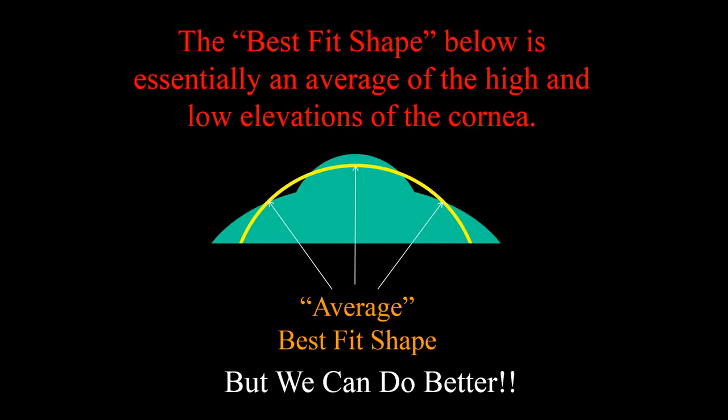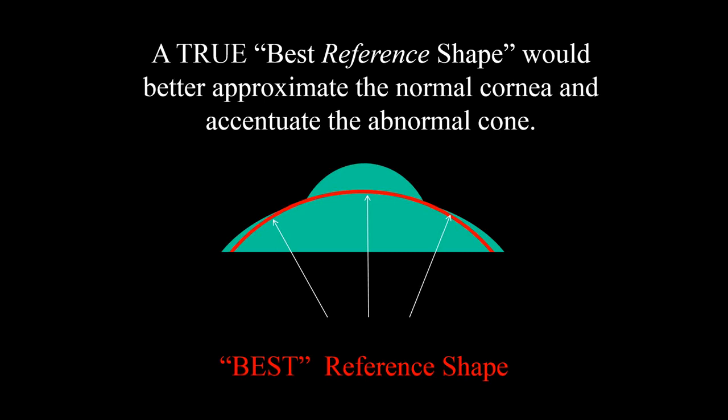Okay. So again, I said I'm going to do things kind of in a backwards order. The enhanced reference surface that I've alluded to is something that we designed because we realized that when we use a best fit sphere, it actually averages not only the normal cornea, but also the pathology. So a best fit sphere in an eye with keratoconus is influenced by the ectatic region. What we really would like is a reference surface that more closely follows the more normal part of the cornea, because if we do that, it'll allow the ectatic region to stand up higher.